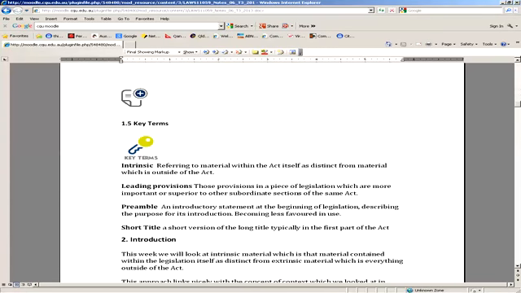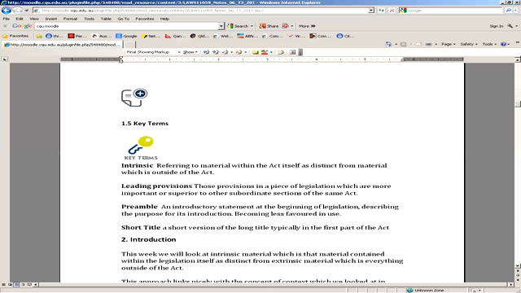In terms of some key terms, intrinsic, obviously, in the alternative to extrinsic, means material within the Act or information within the Act that might help us to work out the meaning of specific words or sections. Leading provisions: there might be some key provisions in the Act which are very important and which help us to understand the meaning of other provisions.